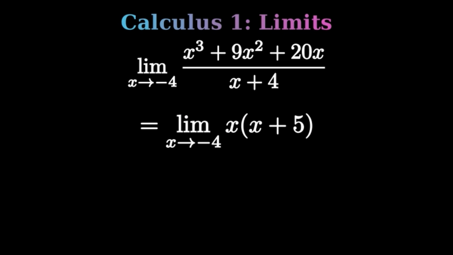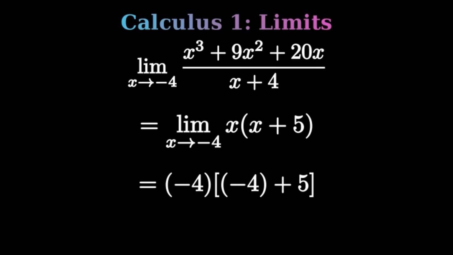Well, what does that look like? If we do that, we'd get -4 times (-4 + 5). Let's go ahead and do that -4 + 5 first. Well, that's going to give us 1. And then we get 1 times -4, which gives us -4. So let's go ahead and answer this question. The limit as x approaches -4 of (x cubed + 9x squared + 20x) over (x + 4) is -4.